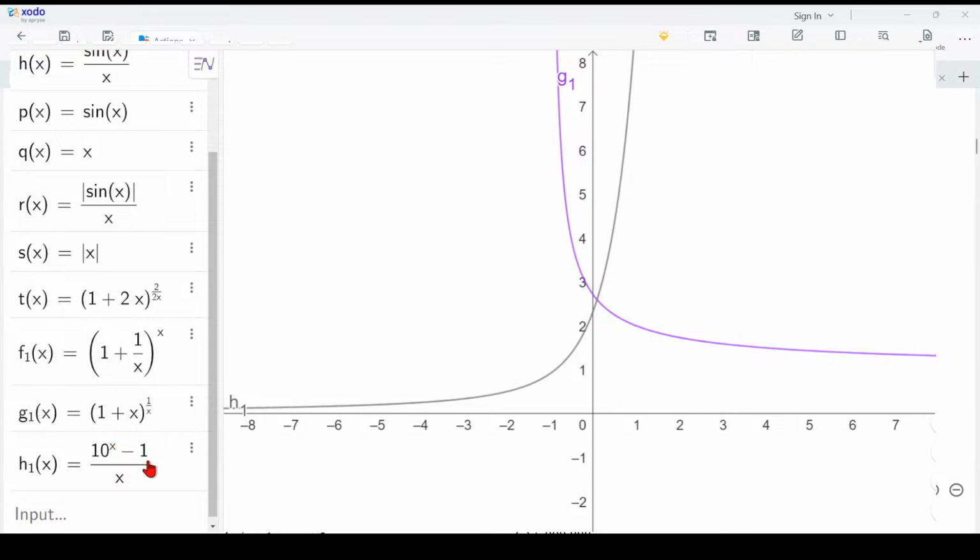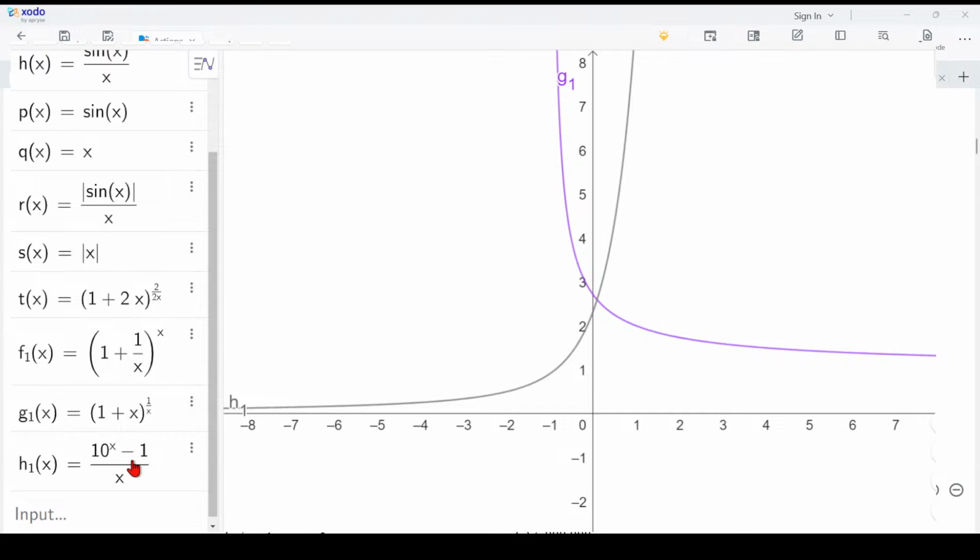Agreed? Okay. That's how we differentiate these kinds of functions. Basically d by dx of a power x is a power x ln a. So 10 power x ln 10. If we substitute 0, 10 power 0 is 1, so the value is ln 10, the natural logarithm of 10, which is 2.3 something. Understood? That's how we differentiate logarithm functions or exponential functions.